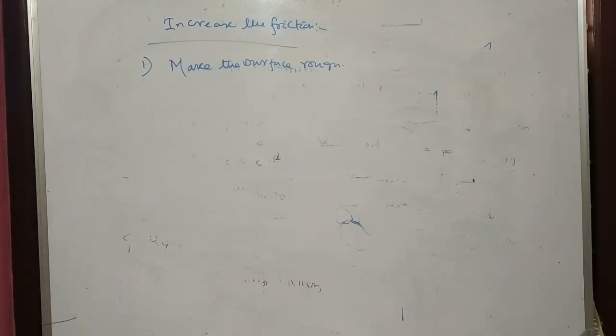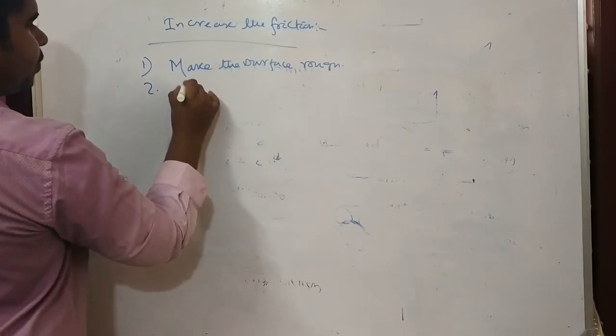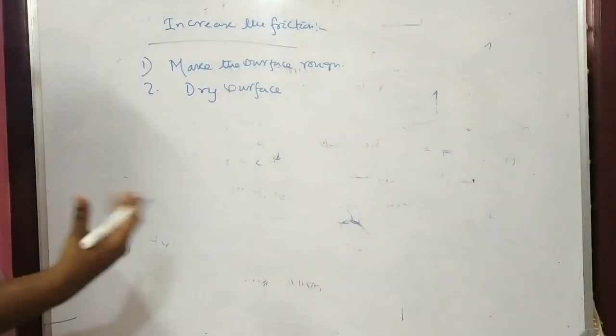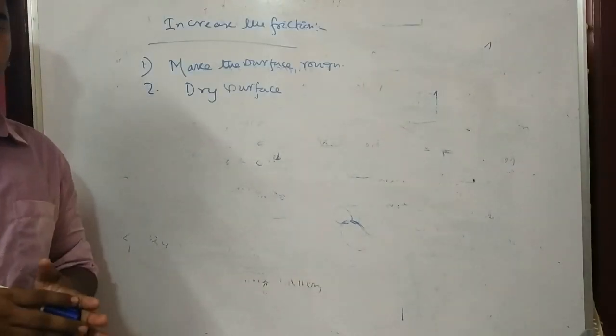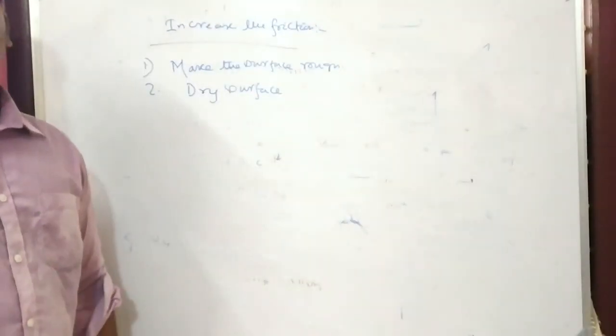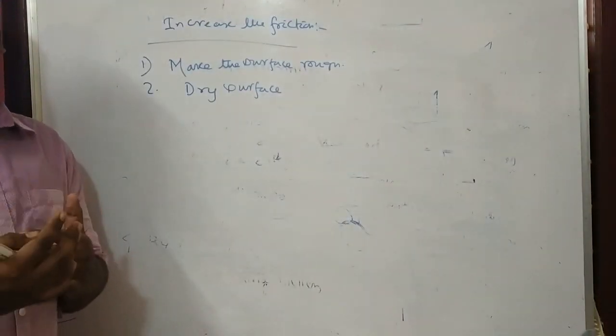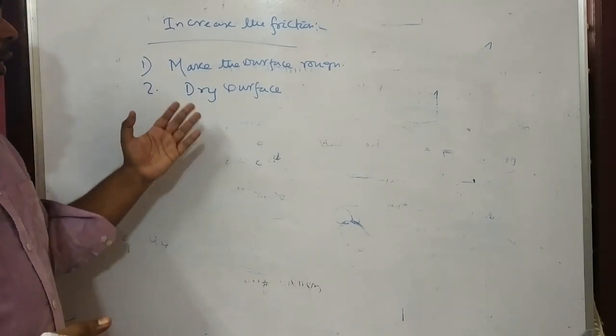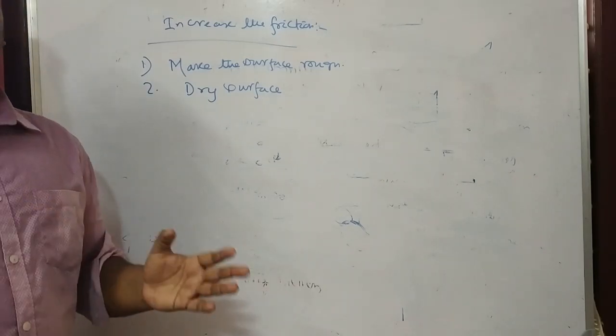Number two, if I make the surface dry, then also the friction will increase. If you run over a wet road, there is a chance of falling down, because the friction is less. That is why you slip and fall down. If the surface is dry, you never fall.